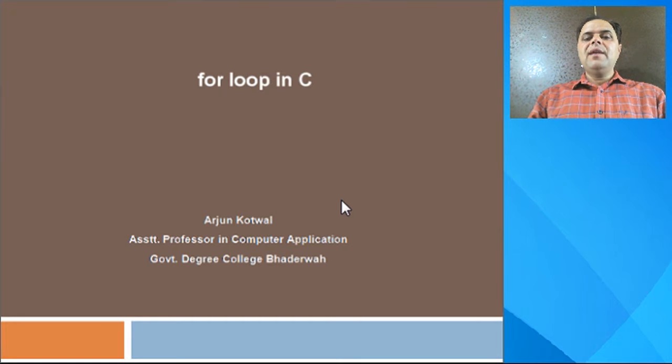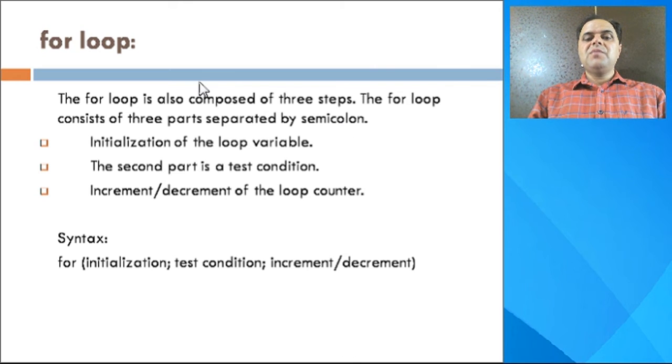So, like while and do while loop, this for loop also requires three expressions. That is initialization, test expression, and update expression. So, we will discuss this for loop. This for loop is also composed of three steps. The for loop consists of three parts separated by semicolon.